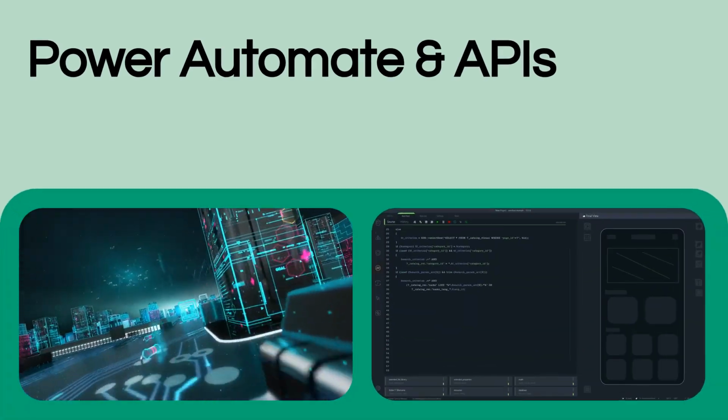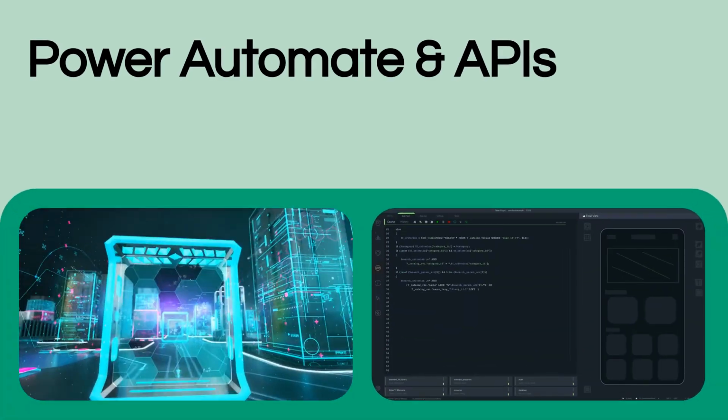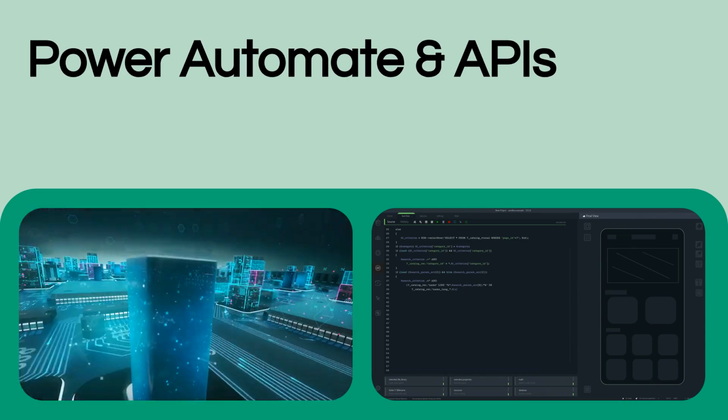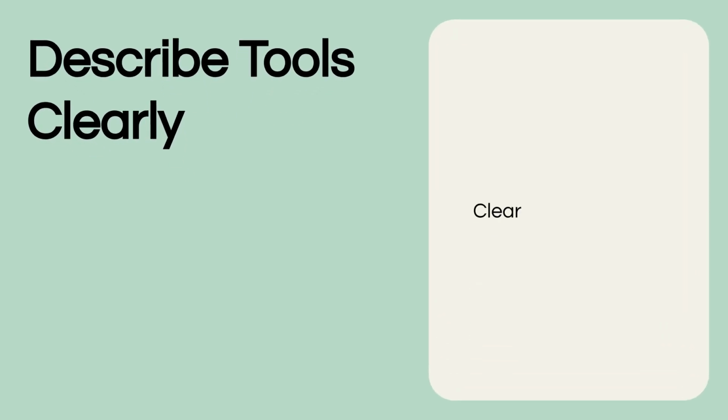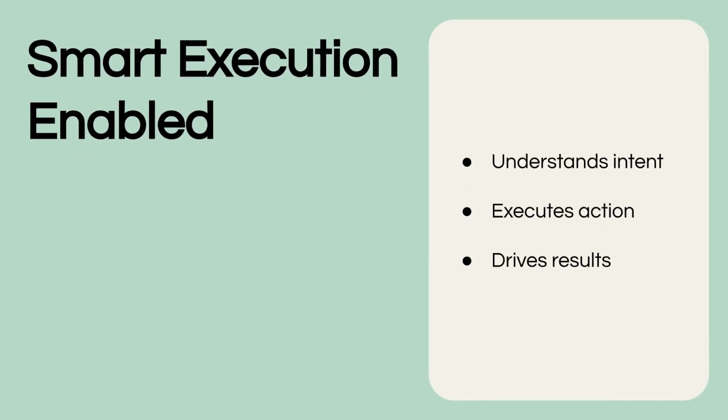Examples of these connections include integrating Power Automate flows for business process automation or setting up REST APIs for direct data exchange. Crucially, you must describe these tools clearly. This simple, detailed description is what allows the agent to intelligently select the correct action to take. A clear description is the key ingredient that enables smart execution, ensuring the agent understands the user's intent and executes the most appropriate tool or action.